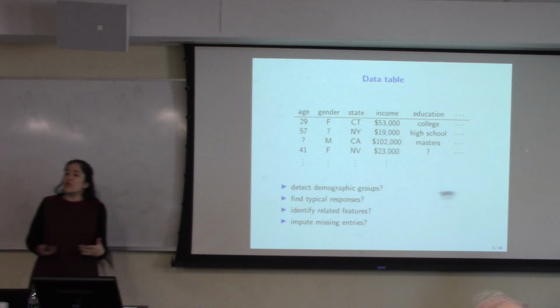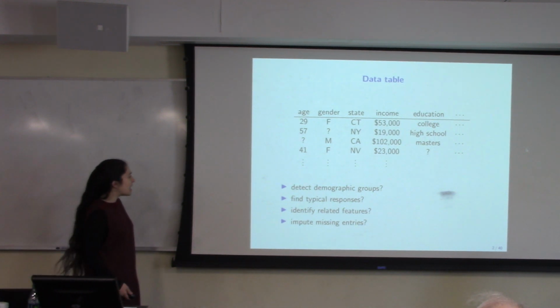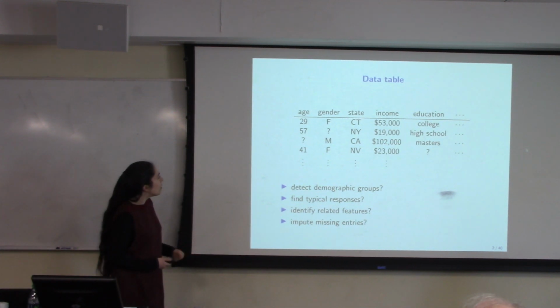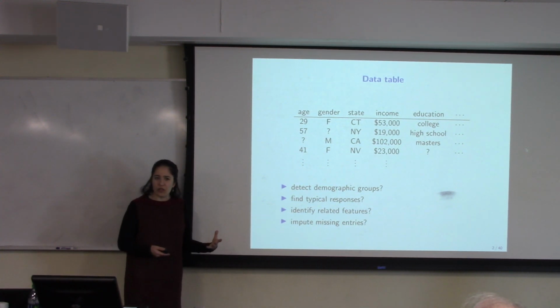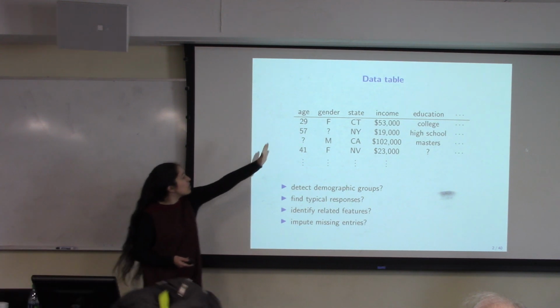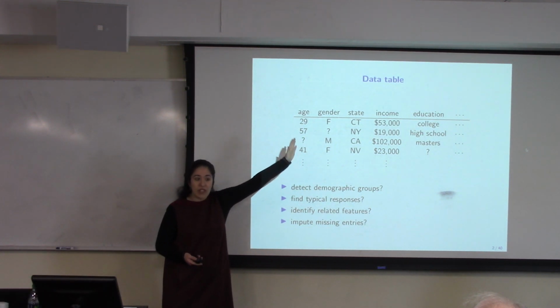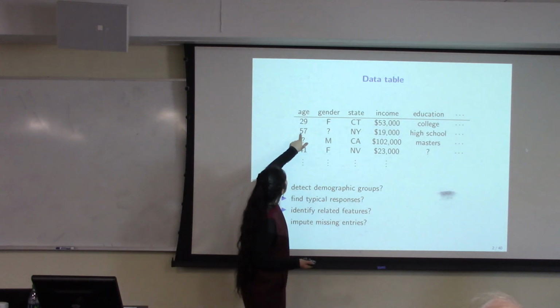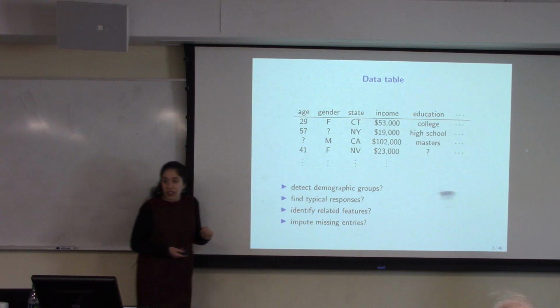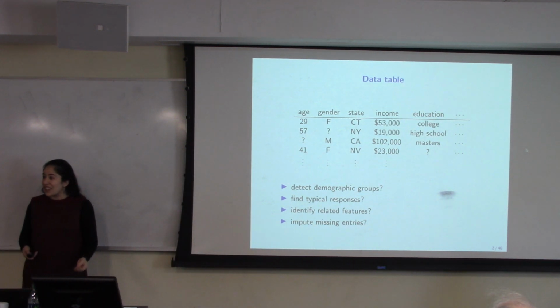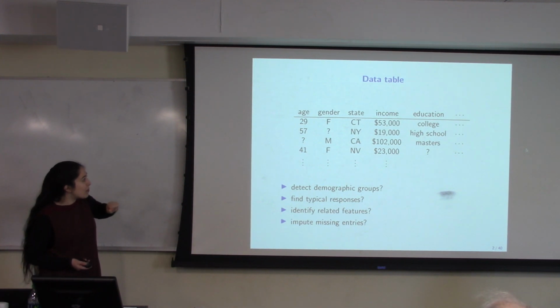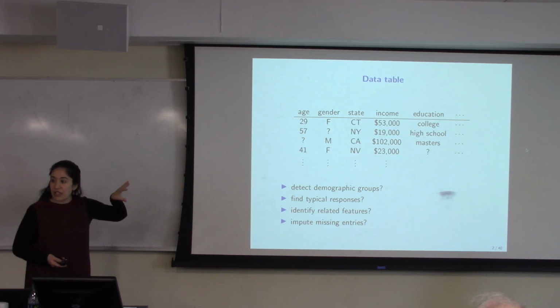Suppose we'd like to do some basic data analysis in a setting like this. We want to figure out what are the demographic groups, right? Who's similar to whom? We want to find typical responses within those groups. We want to identify features that are related, right? Maybe you could predict one of these from another. We want to impute missing entries and figure out what's the gender of this 57-year-old from New York. All of these are really challenging in this heterogeneous data setting. We've got a huge problem. We have different kinds of entries, and many of them are missing. What do we do?